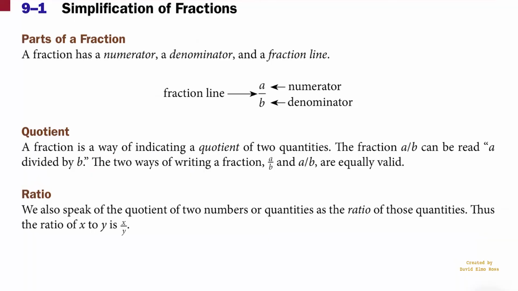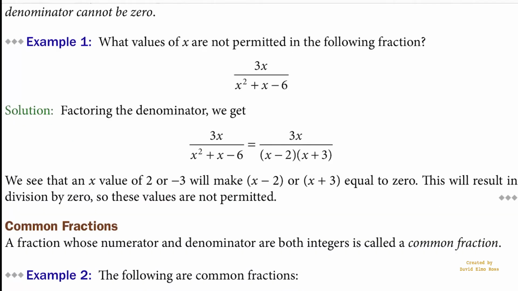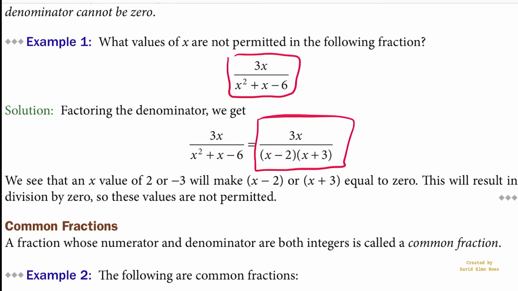What we're going to look at now is simplification of fractions. We all know what a fraction is. It's made up of a numerator over a denominator. And you can also think of the fraction such as x over y here as a ratio if you like. Division by 0 is not permitted, so let's take a look at this particular expression here. And when you factor it, you end up with this. And you can see that you can't have 0 on the bottom, which means you cannot have x equal to 2 or x equal to 3.